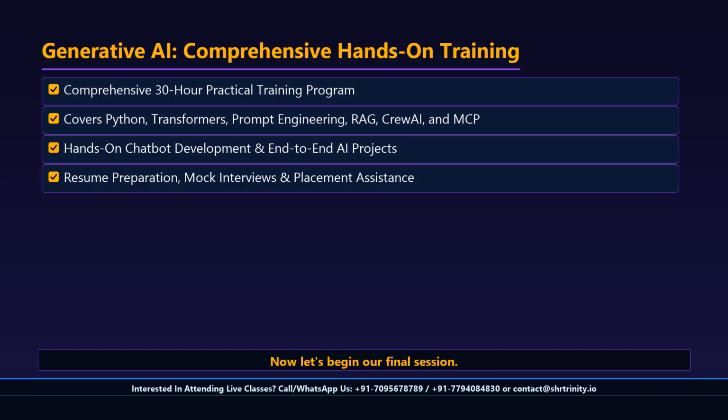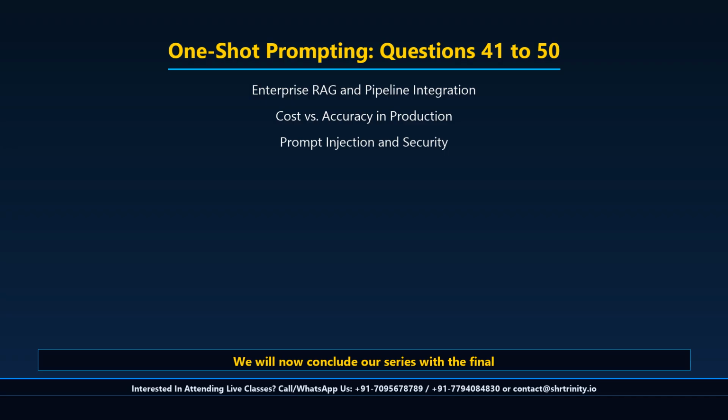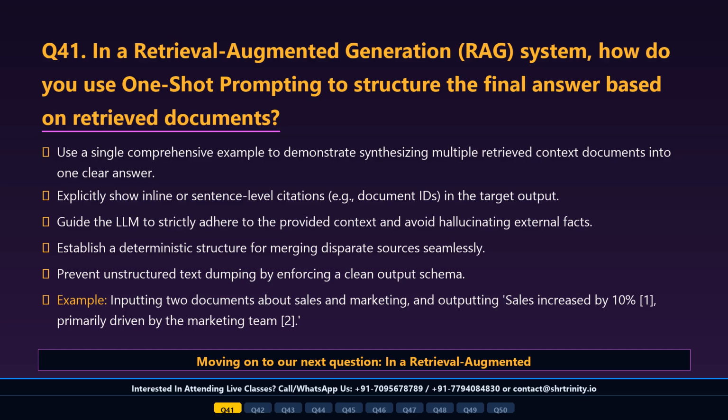Now let's begin our final session. We will now conclude our series with the final 10 advanced, enterprise-level interview questions. Moving on to our next question, in a retrieval-augmented generation, RAG, system, how do you use one-shot prompting to structure the final answer based on retrieved documents?